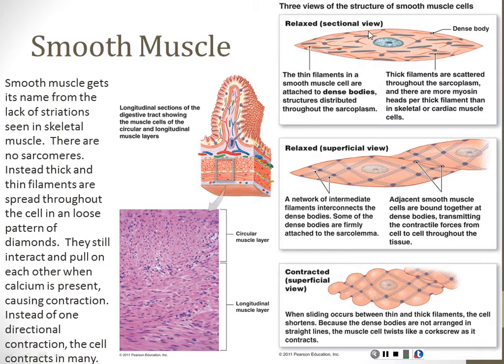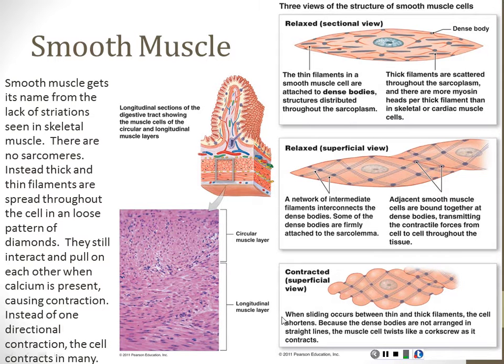This just shows you some pictures. The thick and thin filaments are sort of spread out like that. The dense bodies are these structures. They're kind of like anchor points so that the thick and thin filaments connect to the cell membrane to give it something to pull against. And this is sort of the networks that they form.